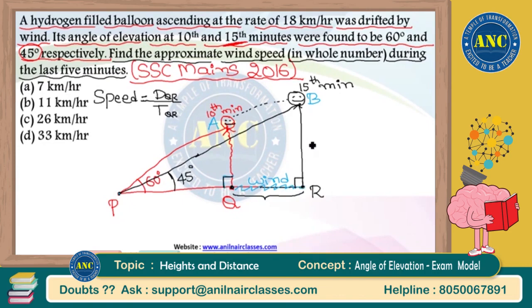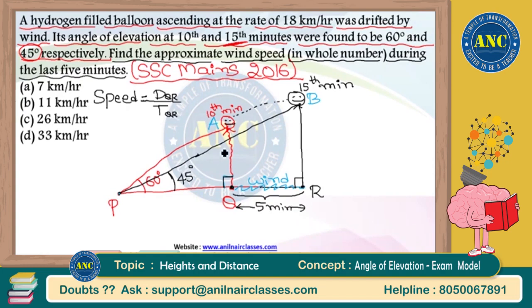Now you take any triangle of your choice. You will ultimately end up getting the same answer. I hope you are getting the point. Now suppose we know that the time taken from Q to R is 5 minutes. Now think a little logically, sir. I want to find the distance traveled from Q to R.